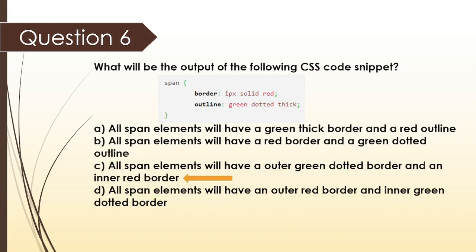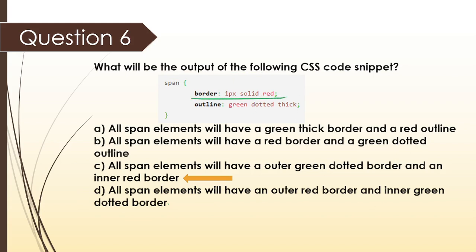Okay, so correct answer is option number C. Why is this option number C? Because here we have covered all span. We did not use any class or ID or particular element over here. We just wrote span here. So for span element, first we write border.